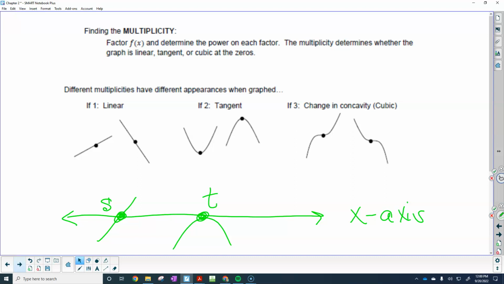Then something could repeat 3, 5, 7. What kind of numbers are those? Odd. If it repeats an odd number of times, it has a change in concavity. And I am horrible. Like, that's pretty good. I'm pretty proud of myself drawing that change of concavity. Most of the time, I'm horrible, but I'm going to get full credit on tests and quizzes because I'm labeling it. So this stuff has to be labeled.